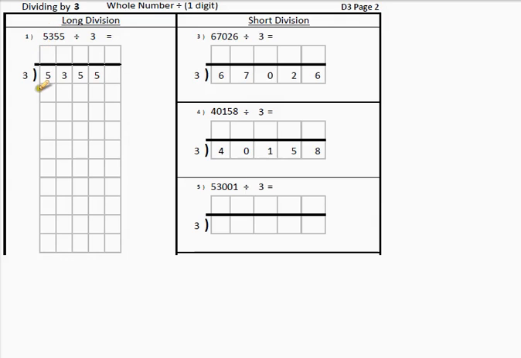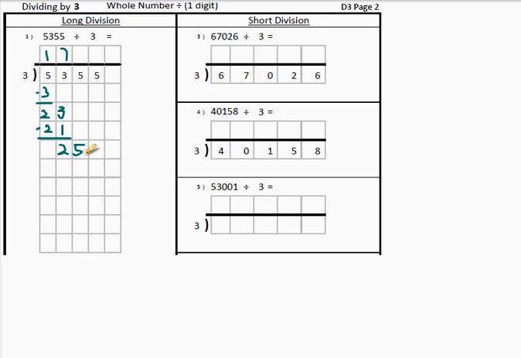Okay, let's get started. 3 goes in 5, 1. 1 times 3 is 3. 5 take away 3 is 2. My remainder is 2. I bring down the next number next to my remainder. My new number is 23. 3 goes in 23. How many times? 7. 7 times 3 is 21. I take away 23, take away 21. Gives you 2. My remainder is 2. I bring down the next number, 25.